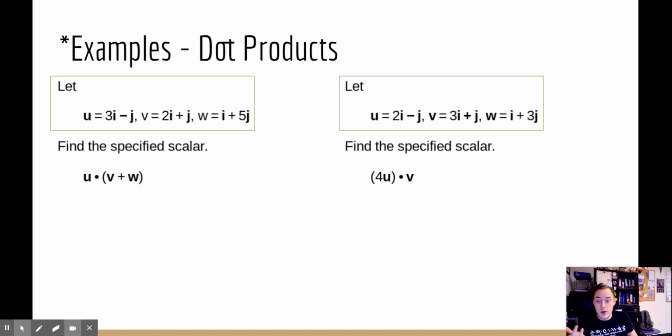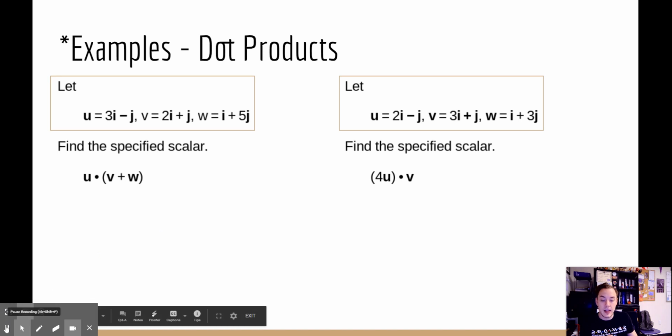what we did yesterday. So with basics of vectors, we knew how to add them. So you would need to do that in parentheses first, add V and W, and then find the dot product between U and that vector. Same thing here, multiply 4 to U, and then find the dot product between that answer and V. So go ahead, pause the screen, see how far you get. And when you come back, I'll have all the work for both of them.